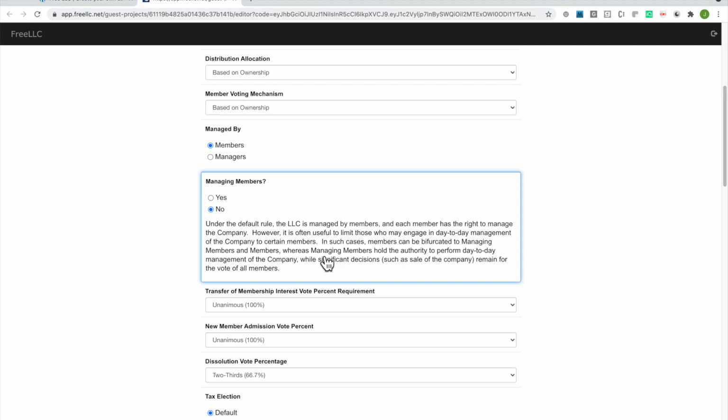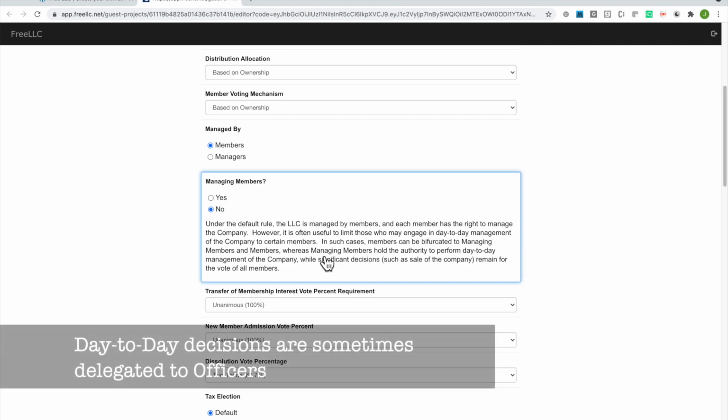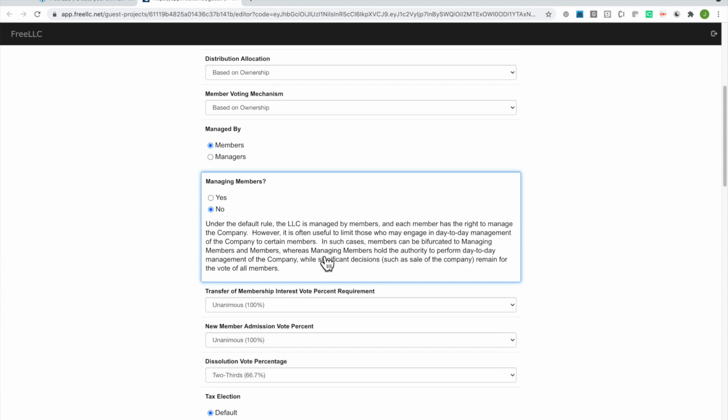And by the way, by management powers, I mean the right to make decisions on day-to-day operations, and for more important transactions, the ability to vote on the outcome of that transaction. Now, second, you could limit the management powers to only certain members called managing members. So in that case, you would say yes to that question.